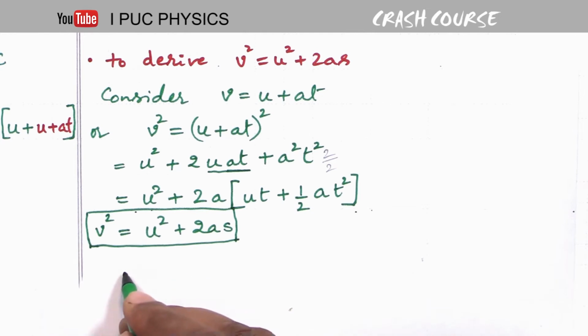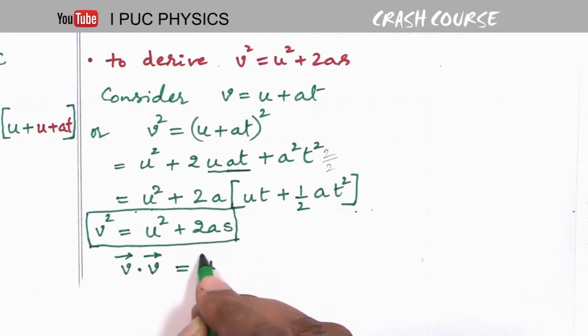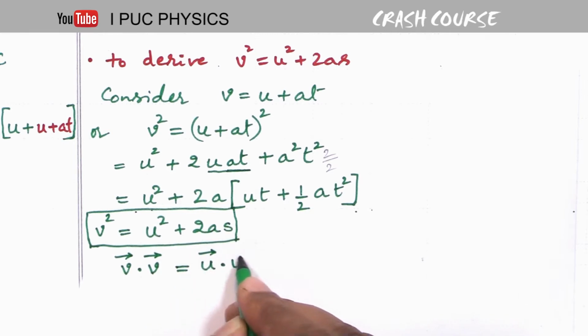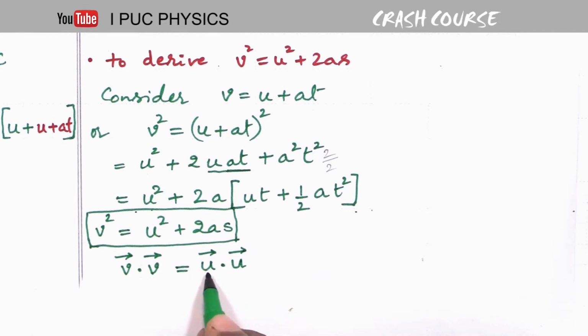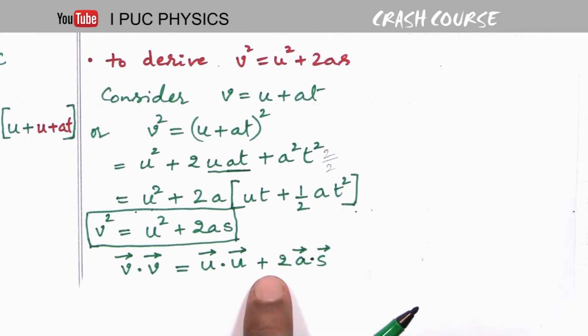In vector form, it is velocity dotted with velocity equal to initial velocity dotted with initial velocity, because dot product of a vector with itself is square of its magnitude, plus 2 into a into s. These two are vectors. It should be dot product of two vectors. This is the vector form.